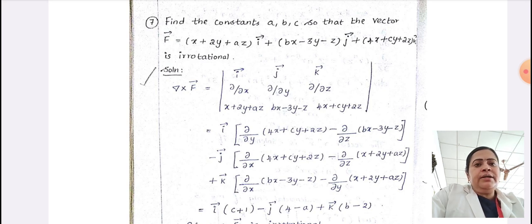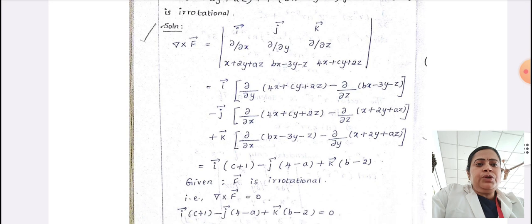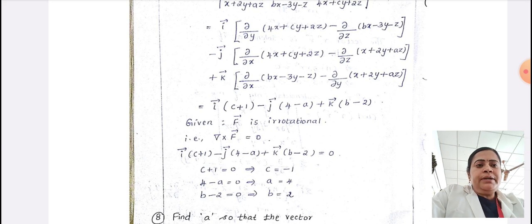Now let us find del cross f vector. Already we know del cross f is the determinant i j k, dou by dou x, dou by dou y, dou by dou z, and the functions x plus 2y plus az, bx minus 3y minus z, and 4x plus cy plus 2z. When you expand this determinant, you get i vector into (c plus 1) minus j vector into (4 minus a) plus k vector into (b minus 2). Given f vector is irrotational, so when you equate this to 0, which can be written as 0i plus 0j plus 0k, on comparing you get c plus 1 equals 0 or c equals minus 1, 4 minus a equals 0 or a equals 4, and b minus 2 equals 0 or b equals 2.